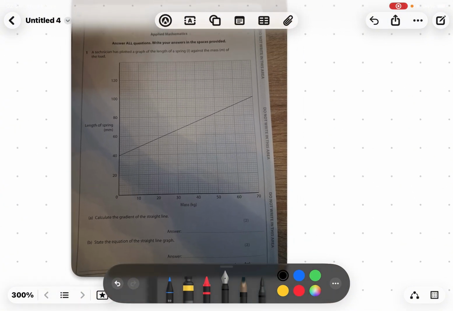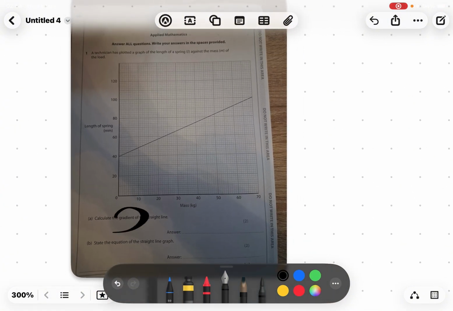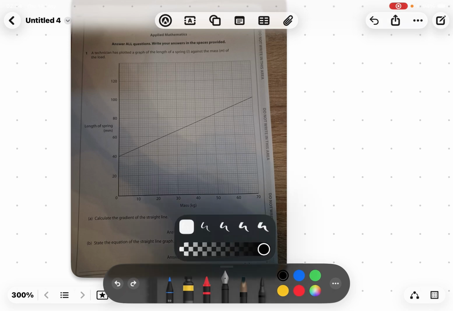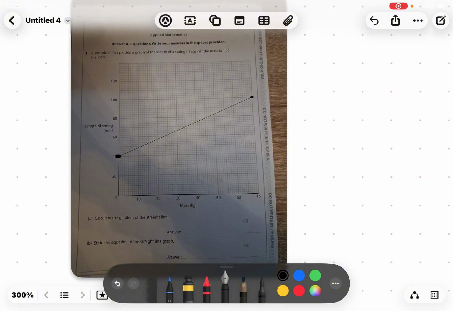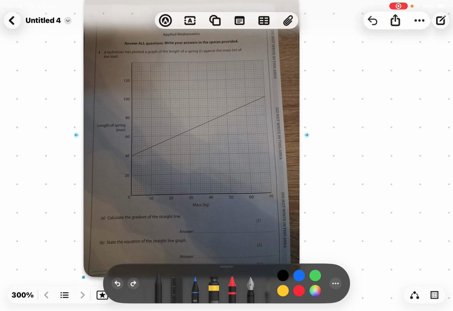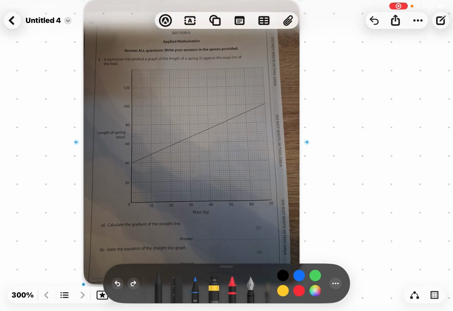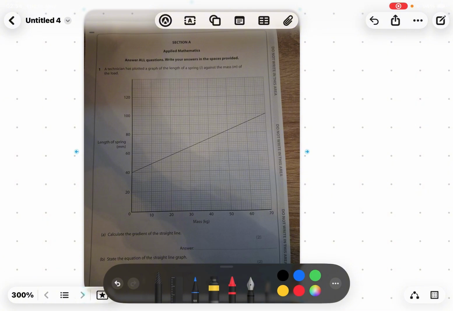So, read the question. Over here we have to find the gradient. This is pretty easy. So basically what I did is that I got this, right? And just counted how much it is until it gets to 40.